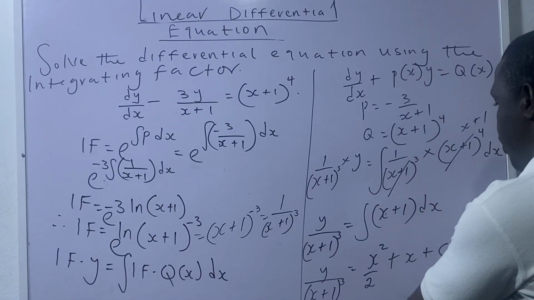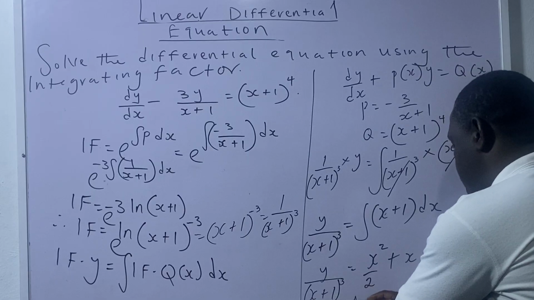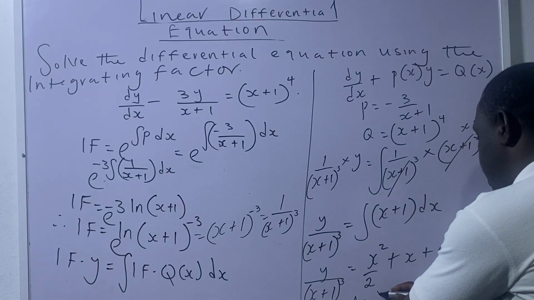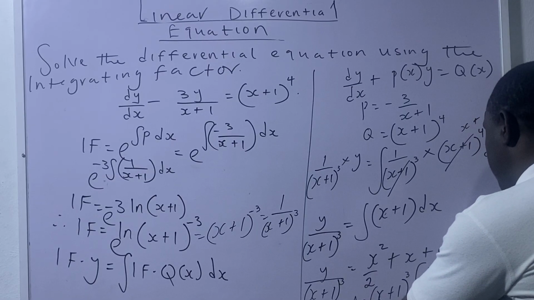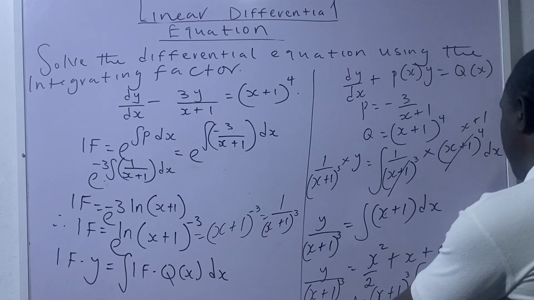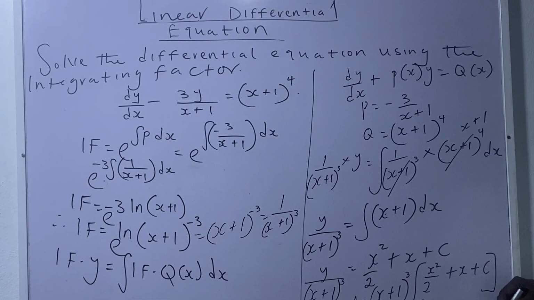So I could easily make y the subject of the formula, so that I will have x plus 1 all cubed equals x squared over 2 plus x plus c. So you have this. You could decide to further simplify it, or you could leave it the way it is.